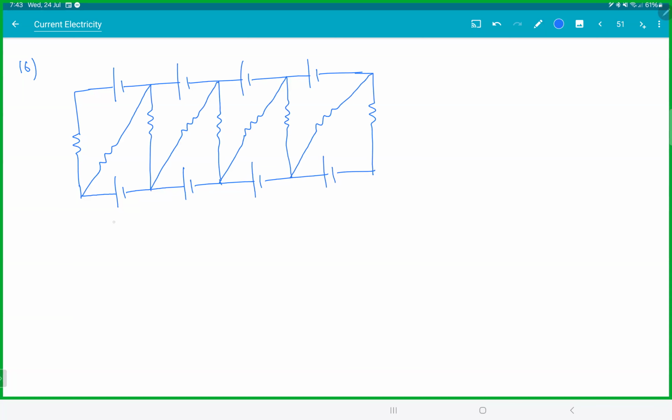All batteries are 1 volt. All resistors are 1 ohm. This point is A. This guy is B in the middle. Find VA minus VB.